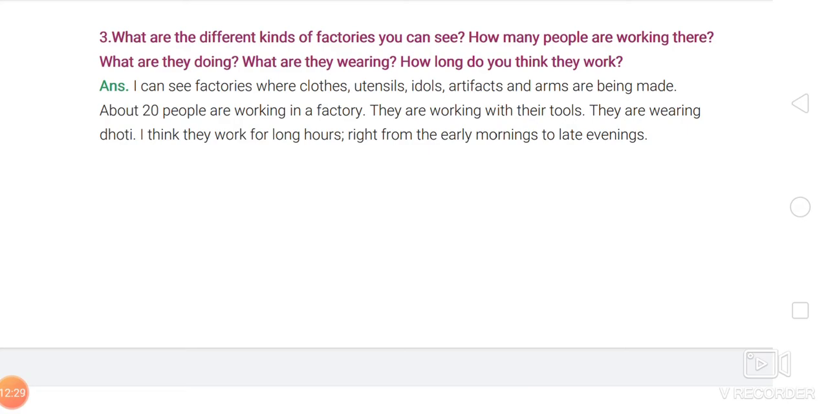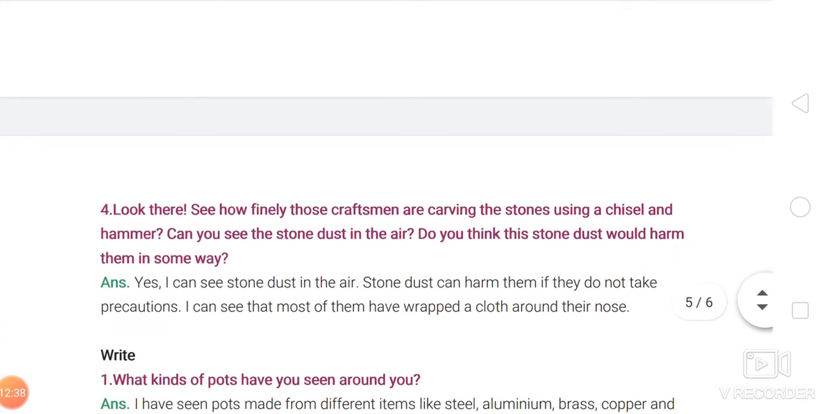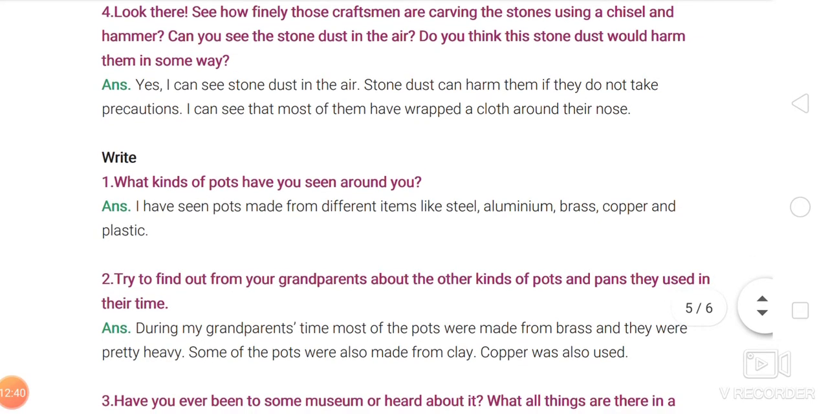They are working with their tools. They are wearing dhoti. I think they work for long hours, right from the early mornings to late evenings. Look there, see how finely those craftsmen are carving the stones using a chisel and hammer. Can you see the stone dust in the air? Do you think this stone dust would harm them in some way?